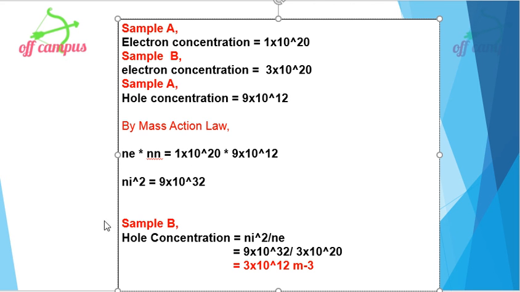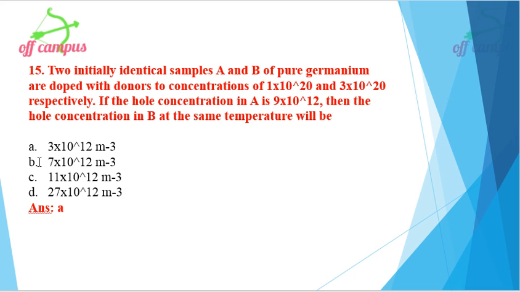We know the value of Ni squared, 9 into 10 power 32, divided by the electron concentration for sample B, 3 into 10 power 20. So 9 by 3 is 3, and 32 minus 20 is 12. So 3 into 10 power 12 per meter cubed is the hole concentration for sample B. Option A, 3 into 10 power 12 meter power minus 3, is the right answer for this problem.